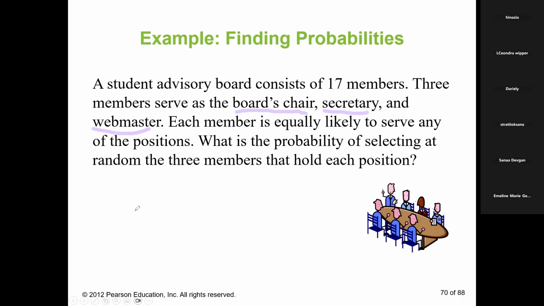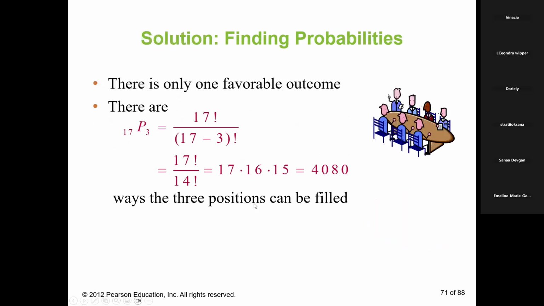Now, they ask you what is the probability of selecting at random the 3 members that hold each position. Here you go. First, there's only one favorable outcome. There are 17 members, you select 3 among 17. So that gives you 4,080 ways the 3 positions can be filled. Okay? Now, what is the probability? The probability, let me just read for you.